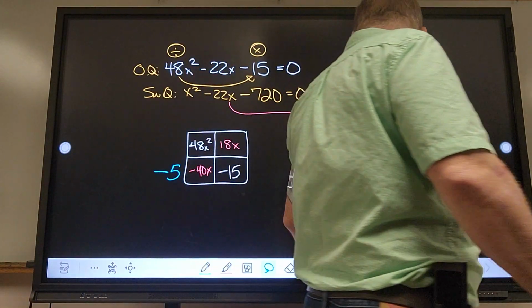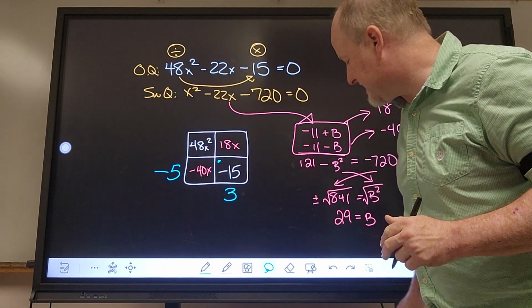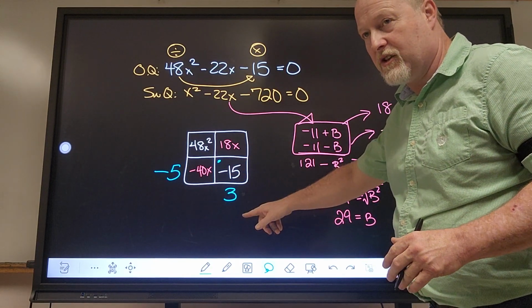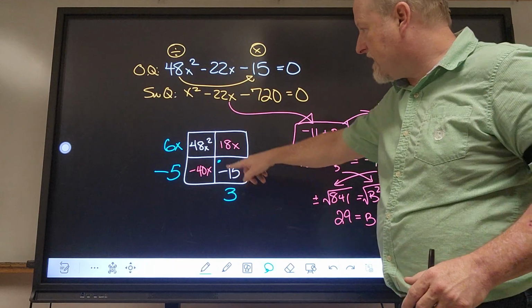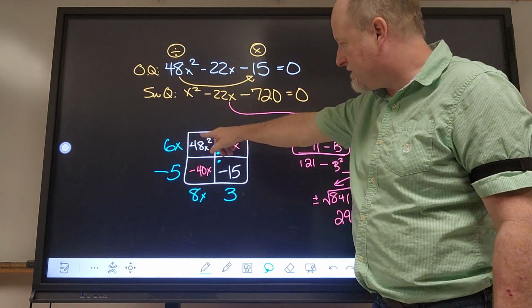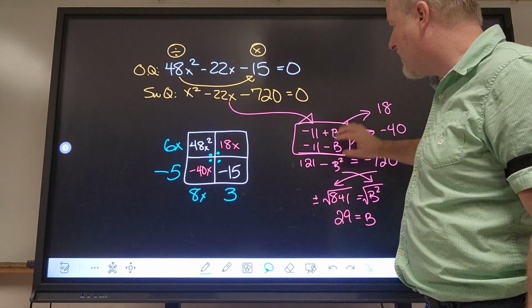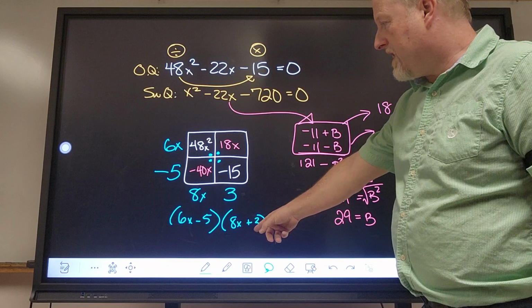So that negative 5 times that 3 makes this box happy, so I gave it a dot. Now that I have a column, let's go for the other row. 3 times 6x makes that box happy. Well, 6x times 8x makes that box happy. And for good measure, check the last box. It all works out. So we get the factors.